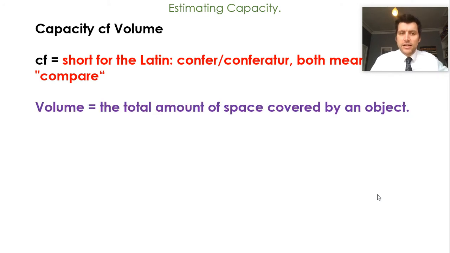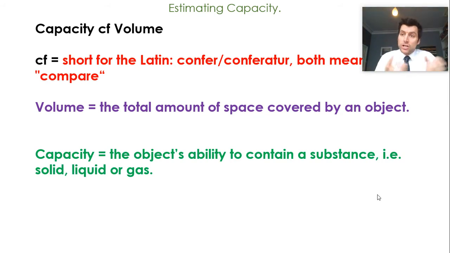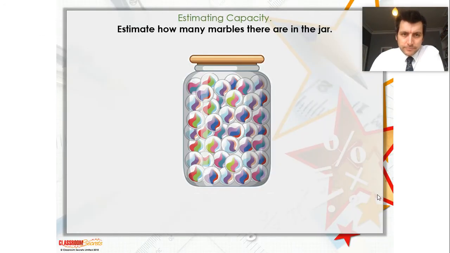So volume is the total space covered by an object, the amount of space taken up by an object. Capacity is how much stuff can be held within an object, whether it be solid, liquid, or gas, how much stuff it can have in it. Normally they're very similar values, but the use is slightly different. So capacity is how much can be held within a shape or an object. If we're looking at estimating, then estimating means to make a judgment based on what we know.